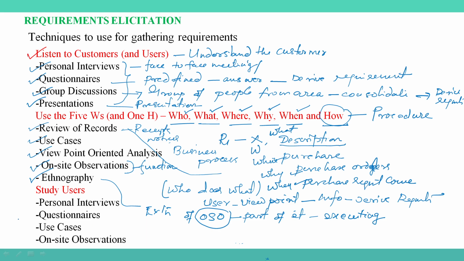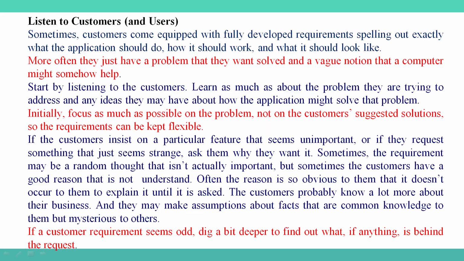Then the last step is to study the users. How to study the users? The same processes you can use, like personal interviews, questionnaires, use cases, and on-site observations. On-site observation means you see who the user is there, and based on that, ask questions to him and find out what he does and how the process functions. So these are the requirements elicitation methods. This is the explanation for that.